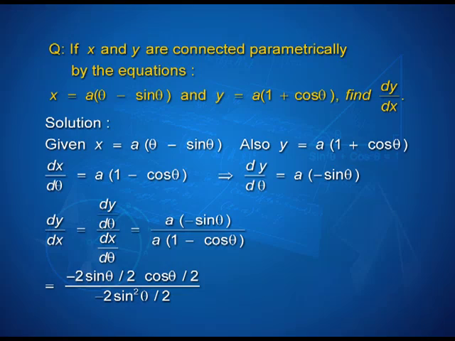In this case, a gets cancelled. Not only that, trigonometric identities help us to rewrite sin theta as 2 sin theta by 2 cos theta by 2, and 1 minus cos theta as 2 sin square theta by 2. It all simplifies to be the same as minus of cot theta by 2. That would be the derivative of y with respect to x, where x and y are parametric functions of theta. So, the derivative is also a function of theta, it is not a function of x in this case.